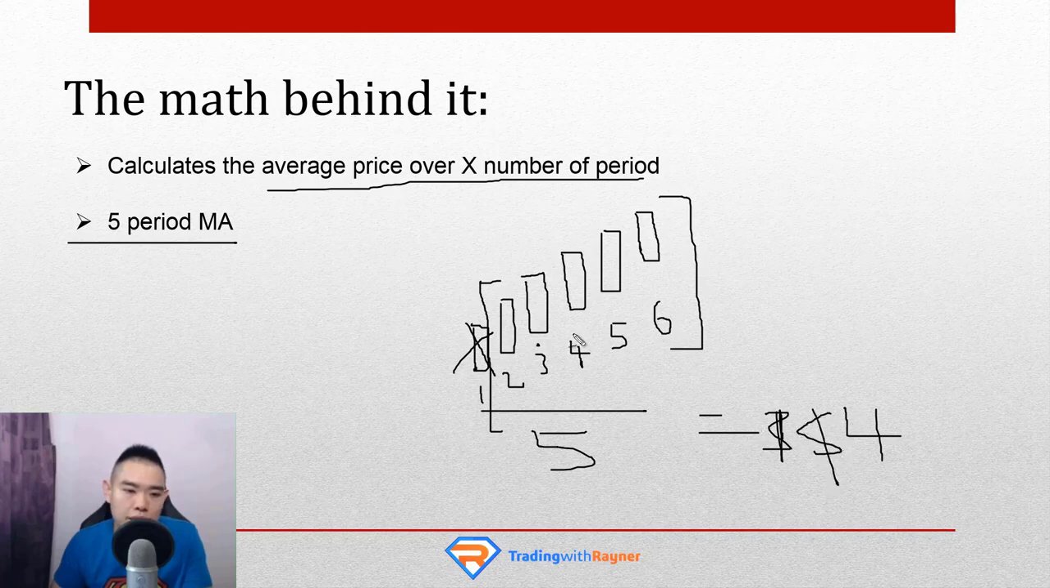And then you draw another dot over here. So if the price keeps going up higher, you realize that your dots get higher, and when you connect the dots, it will appear as a moving average on your chart. And that's how it works. Okay, so hopefully you got some aha moment down here.